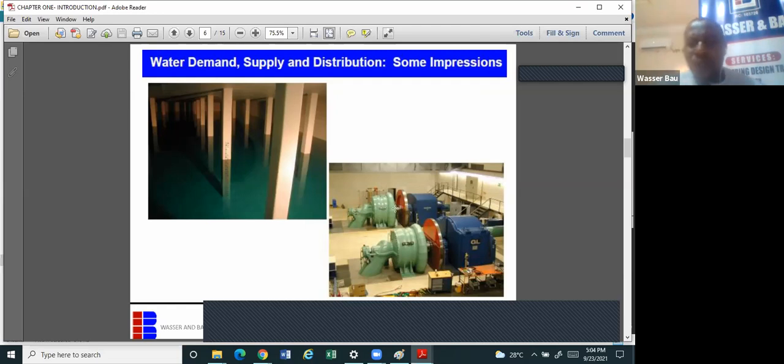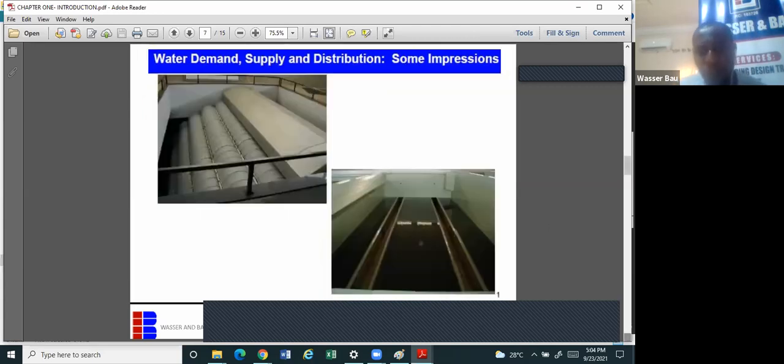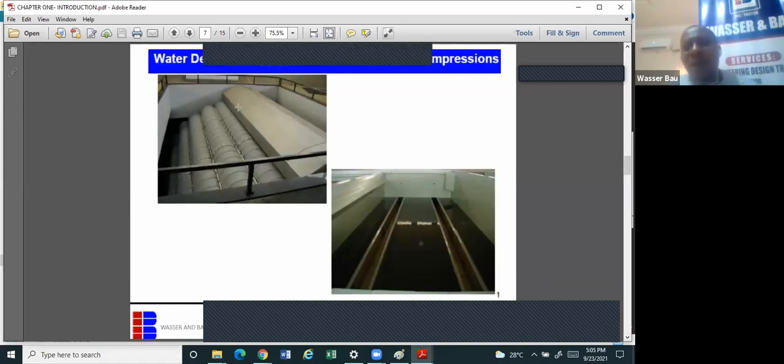On your right, you have a pumping station. You know, when you have more than 1 pump in a place, that place becomes a pumping station. You can call it a pumping station. Then on your upper right is what we call the clarifier, the clarifier or the aerator. The clarifier is basically what helps you to clean water in a water treatment system.